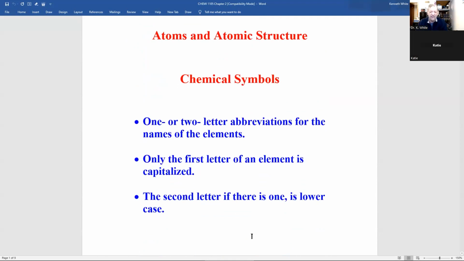Now, before we go into chapter 2, and it might be also here in chapter 2, it's time for a public service announcement from your host, Dr. White. And what is that? Chemical symbols. I'll never ask you what is a chemical symbol, but it's a one or two letter abbreviation for the names of the elements. And I'll teach you later on what's an element. Next chapter. And remember, the first letter of the element is capitalized. The second letter, if there is one, is always lowercase.